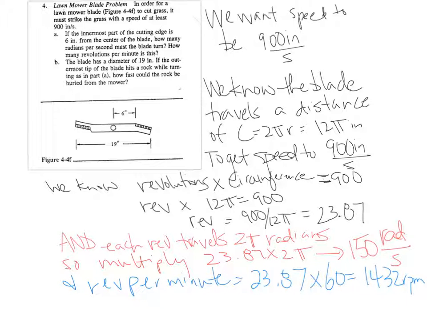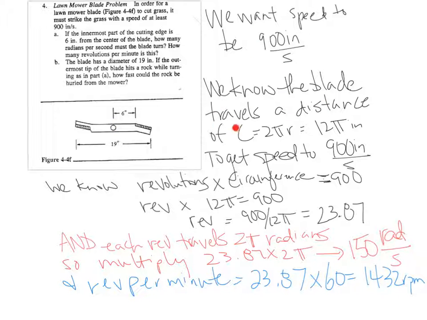So I'm just going to go through it. I already wrote up the solution. I'm just going to use my pointer to talk about it. So we want the blade to meet the grass at 900 inches per second as it's turning. And we know the innermost part of the blade is 6 inches from the center. So we're going to use that. We know, so we want the speed 900 inches per second.